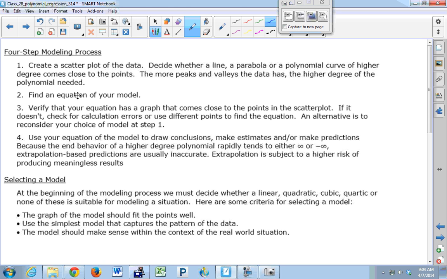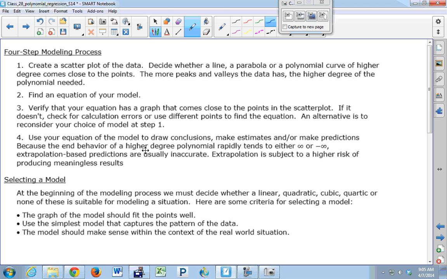Find an equation for your model. Verify that your equation has a graph that comes close to the points in the scatter plot by doing Zoom 9 and looking at how close it is. Use your equation to model and draw conclusions, to make estimates and predictions.